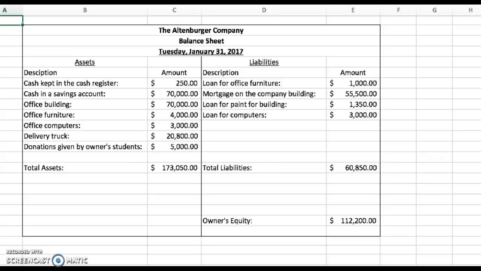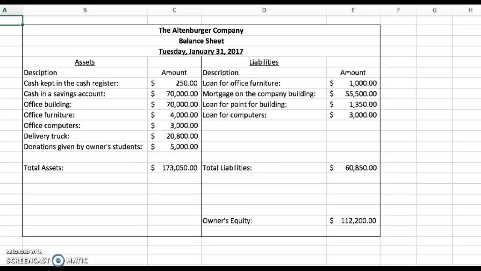Topic three deals with financial statements, two primarily. As you know from topic one, accountants construct and use two main financial statements. There are a number of others, but we're going to concentrate on the balance sheet and the income statement.